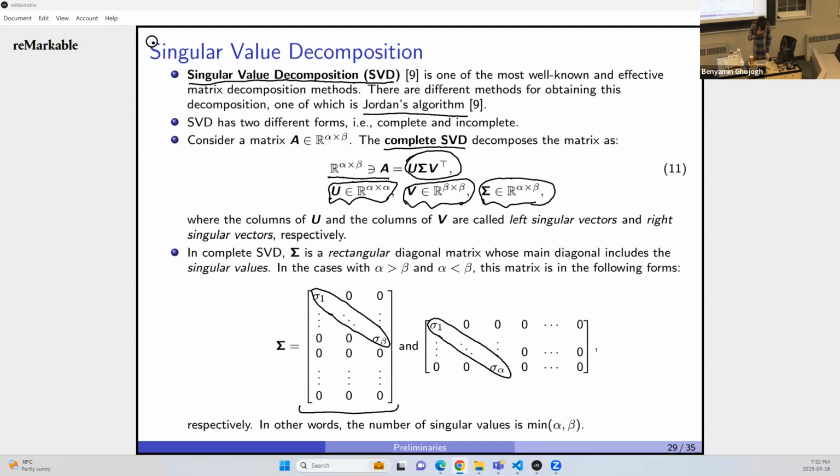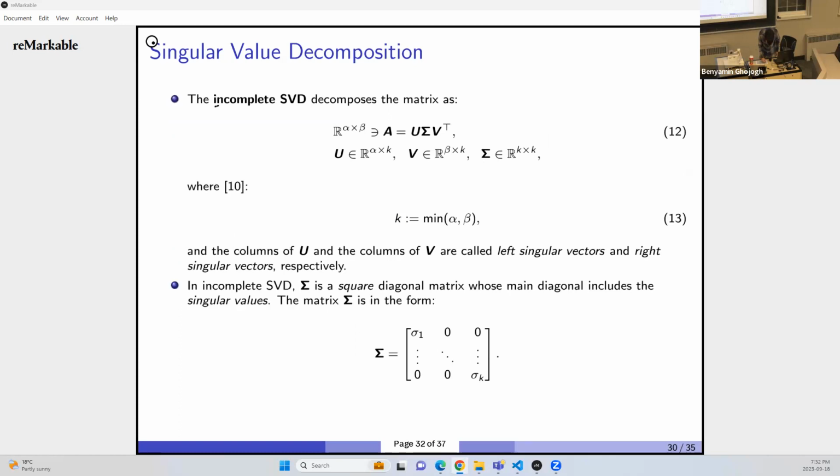But in the incomplete SVD, U and V are rectangular matrices, and sigma is a square diagonal matrix. K by K, U becomes alpha by K, and V becomes beta by K, where K is usually the minimum of alpha and beta. Yes.